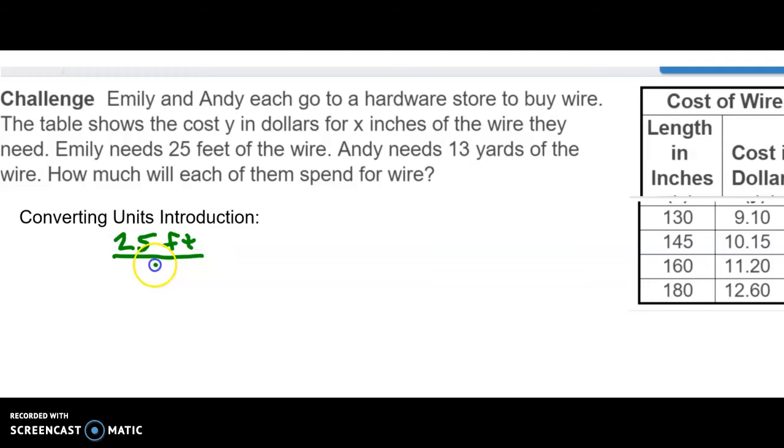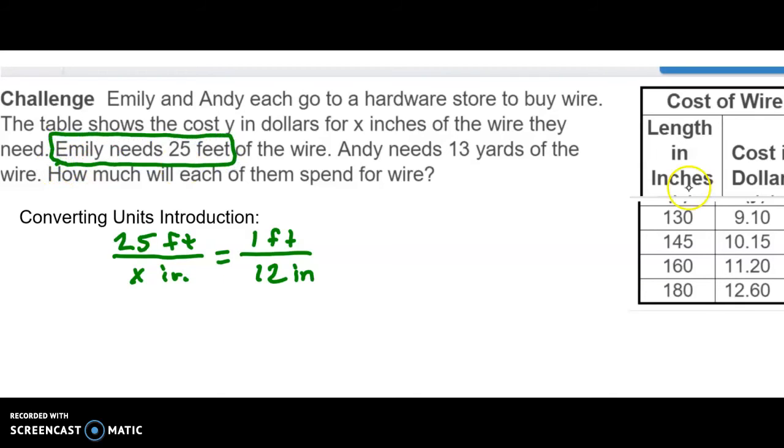Actually, I'm not going to put it over 1, so I'm going to erase that. Okay. So I've got 25 feet and I don't know how many inches it's going to be. But I do know that 1 foot equals 12 inches. So I'm focused on Emily right now. My table is in inches and my wire is in feet, so I'm converting it into inches. I said 25 feet is how many inches if 1 foot is 12 inches.